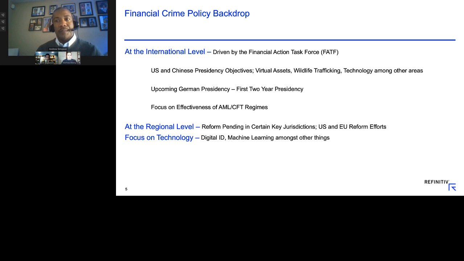We're always very pleased to join Refinitiv on their programs, and very, very pleased to be here discussing this very timely topic. So as background, I think it's a good question to open the session with. It's certainly been a busy time for AML CFT policy and the wider discussions around financial crime risk management over the last few years, really leading up to 2020, both at the international and the regional level.